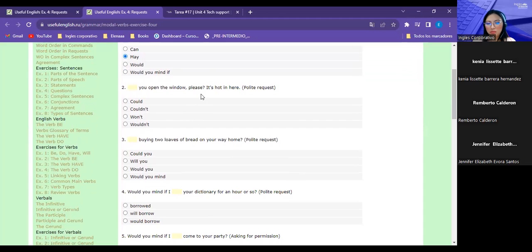Number two, you open the window, please, pero revise la información complementaria. It's hot in here. Do I want people to open it or not? I need you to open. It says polite, pero no me dice que es tan formal. So which one would you use? Could you open? Yes. Could you open, please? ¿Por qué no ponemos esta? Won't you open the window, please? Porque está pidiendo que abra. Porque ese want también se podría entender como hablamos el español nosotros, ¿verdad? Que negamos para afirmar. Correcto. Y could, acuérdense que es un modal verb que expresa habilidad. No importa el tiempo, si es en pasado o presente. Entonces lo que busco es si puedes, puedes abrir la ventana. Es habilidad.